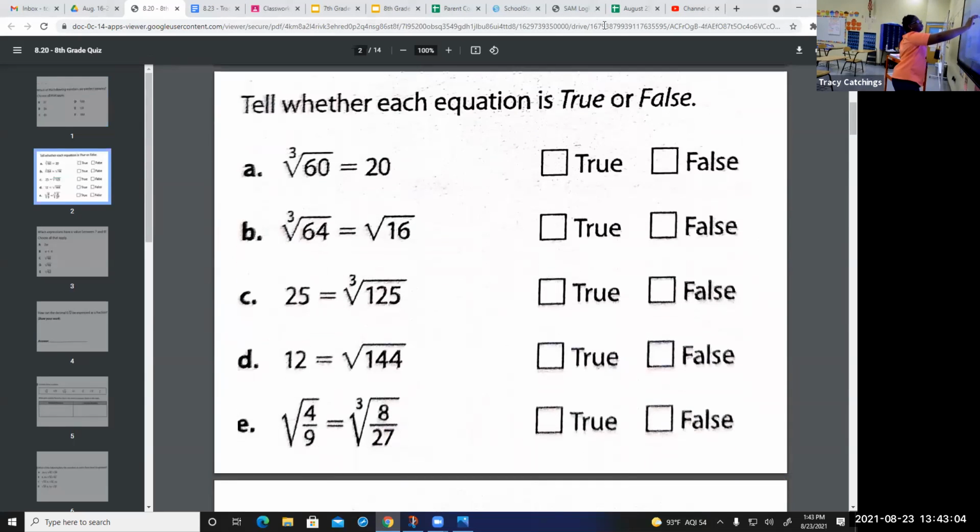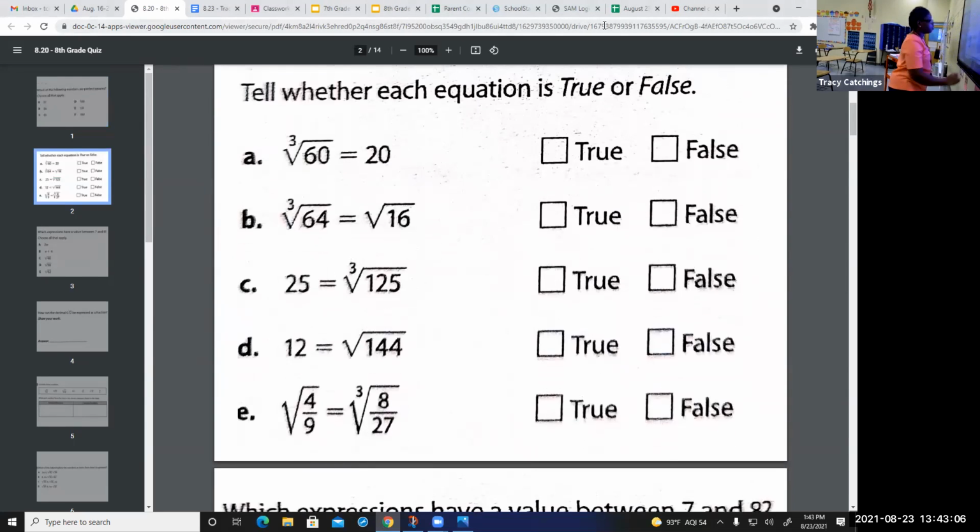Number 2 said, tell whether each equation is true or false. Once again, if all you're doing is looking at something, that's not good enough. You definitely need to be trying to see if you can solve it. All right, looking at A. Cube root of 60, they say will be 20. But if we do 20 times 20 times 20, we clearly will not get 60. So that is false.